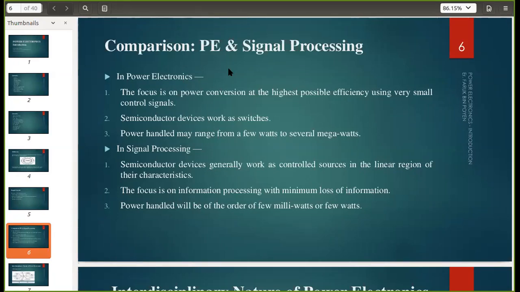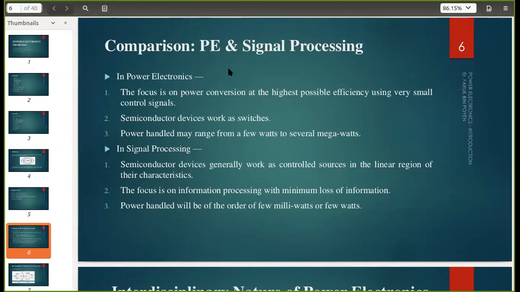Any conversion of a signal from one form to another, the efficiency should not be reduced. Even if the efficiency is reduced, it should be by a very small quantity, not a huge one. And how to maintain the efficiency is by using control signals. With the help of control signals, I can convert my signal from one form to another with acceptable efficiency. This is the first point in power electronics.